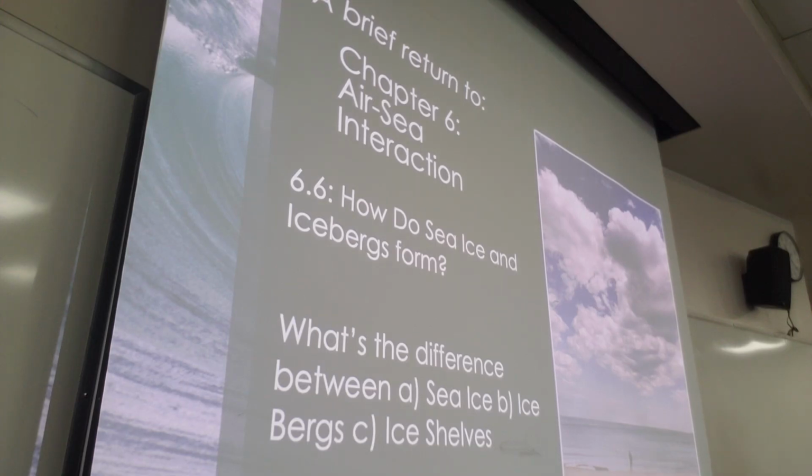So for icebergs, ultimately the source of the water is precipitation, because the rain or the snow falls on the glaciers, freezes as ice, and then breaks off as a chunk and floats away. That's an iceberg. What about ice shelves? Can anyone tell me what an ice shelf is?